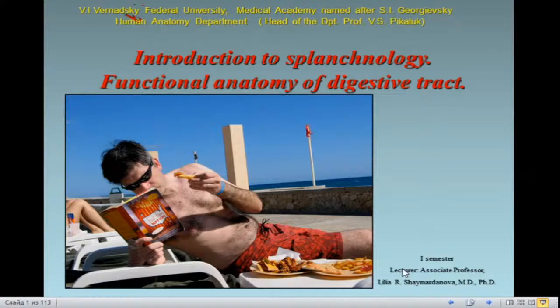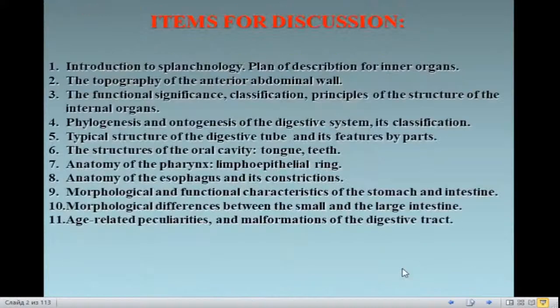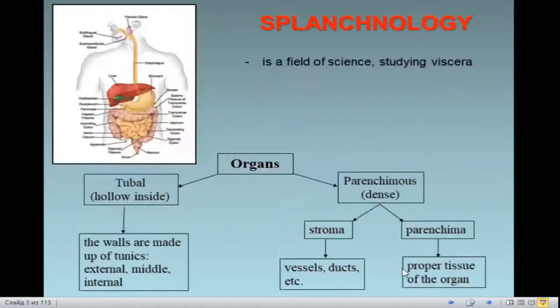Today our topic is the introduction to splanchnology and functional anatomy of the digestive tract. Here you can see the items for discussion. Later on, you will rewrite that to your copybooks. First of all, you need to understand what splanchnology is. It's a field of science studying viscera, meaning the internal organs.